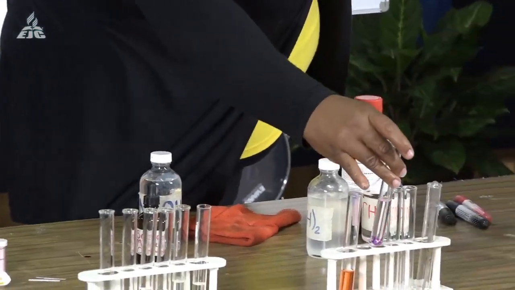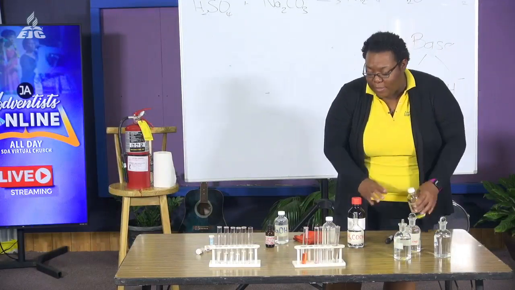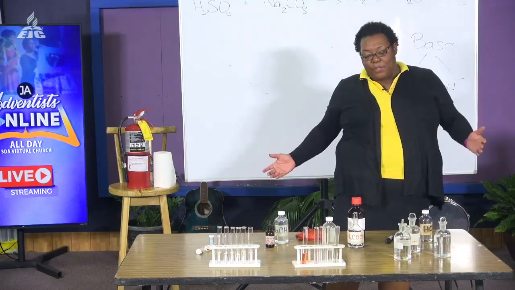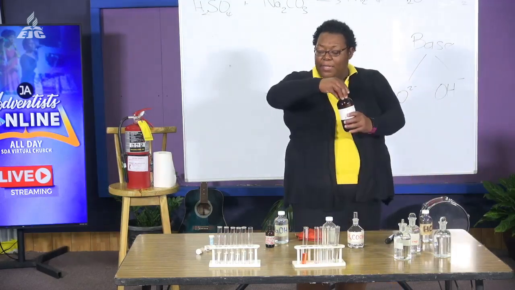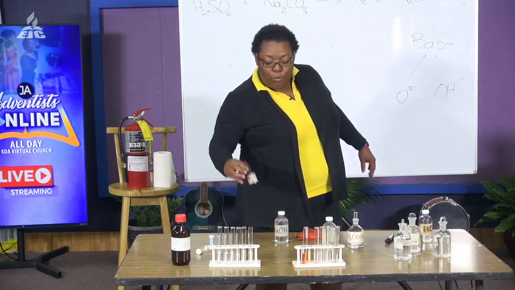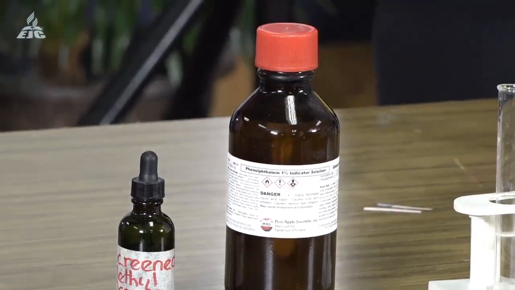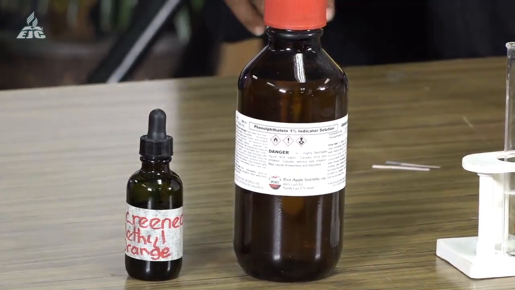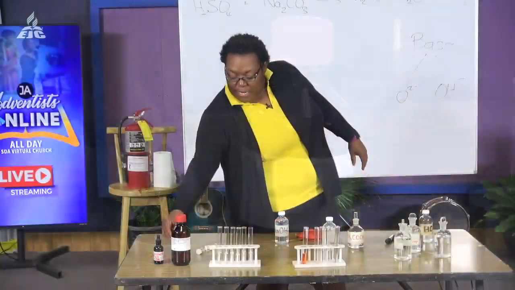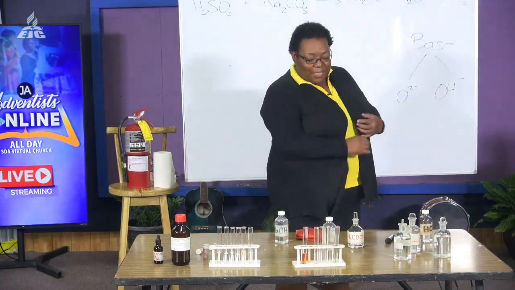Okay, very good. So acids and bases have different colors when they are exposed to indicators, right? The indicators that we have used here are phenolphthalein, colorless in acid, but beautiful pink in a base. We used screened methyl orange, which is green in an alkali or base, but red in an acid. We used blue and red litmus. Litmus is red in an acid, but blue in a base.